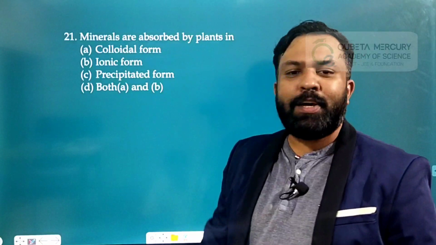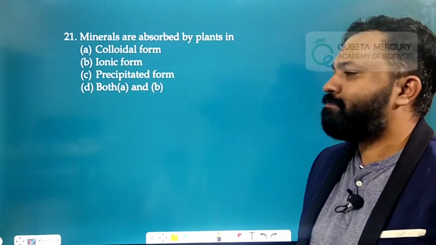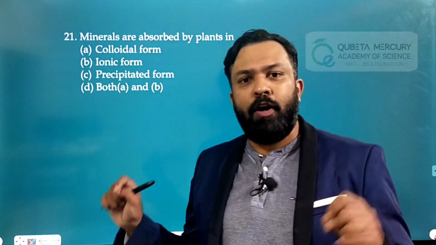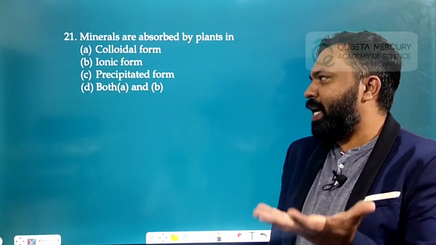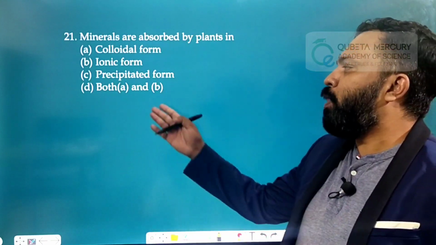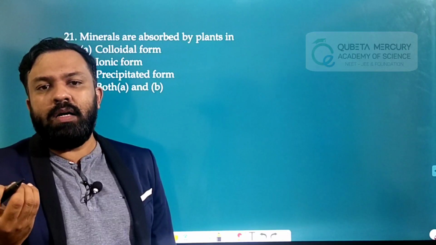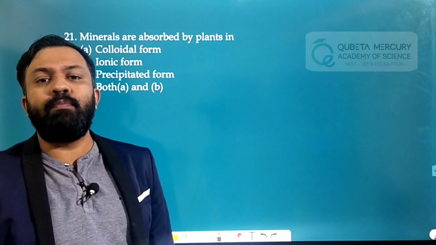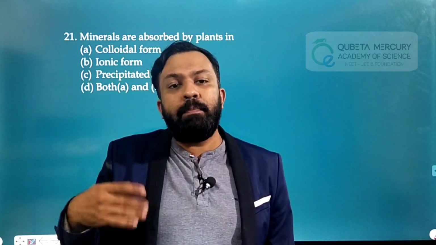Yes, here comes question number 21. Minerals are absorbed by plants in option A, colloidal form, option B, ionic form, option C, precipitated form, and option D, both A and B, that means colloidal form and ionic form. You know, a few of the non-mineral elements are obtained by plants from the atmosphere. They are carbon and oxygen. Another non-mineral element, hydrogen, is taken up by the plants from the soil in the form of water, for that they split the water.